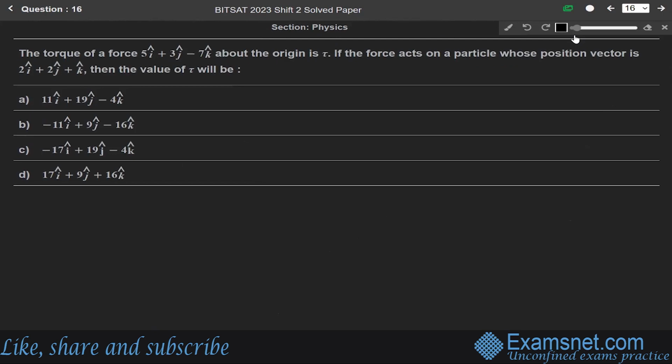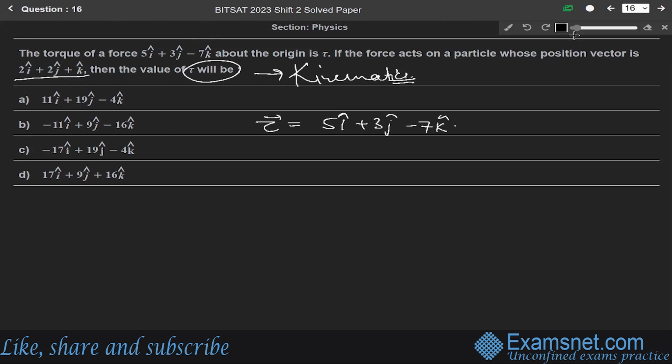Now next question 16. The torque of a force 5 i cap plus 3 j cap minus 7 k cap about the origin is tau. If the force acts on a particle whose position vector is 2 i cap plus 2 j cap plus k cap, then the value of tau will be. So this question is from the chapter of kinematics. We are given force 5 i cap, 3 j cap, minus 7 k cap, and the position vector is given as r, 2 i cap plus 2 j cap plus k cap. So we have to find the value of tau.